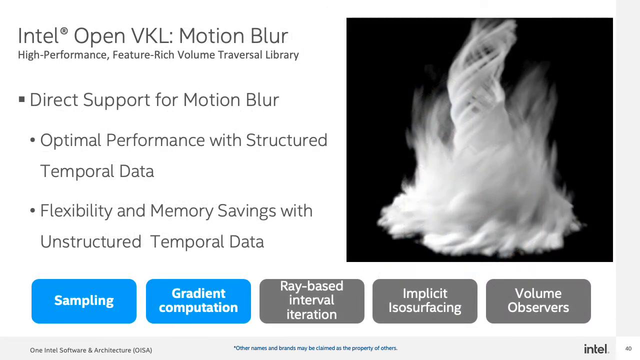Diving in on some more of those features that are important for VFX developers and artists, OpenVKL now offers direct support for motion blur, though this is currently only for our dense grid volume type. OpenVKL's API gives users the flexibility to match their temporal data to their needs. We offer a very fast, high-performance, structured temporal data representation, that is, the same number of time steps per voxel. And we also offer the flexibility and memory savings of fully unstructured temporal data, commonly referred to as TUVs. That is an arbitrary number of time samples per voxel. Here, once again, you're seeing functionality coupled with performance and flexibility.